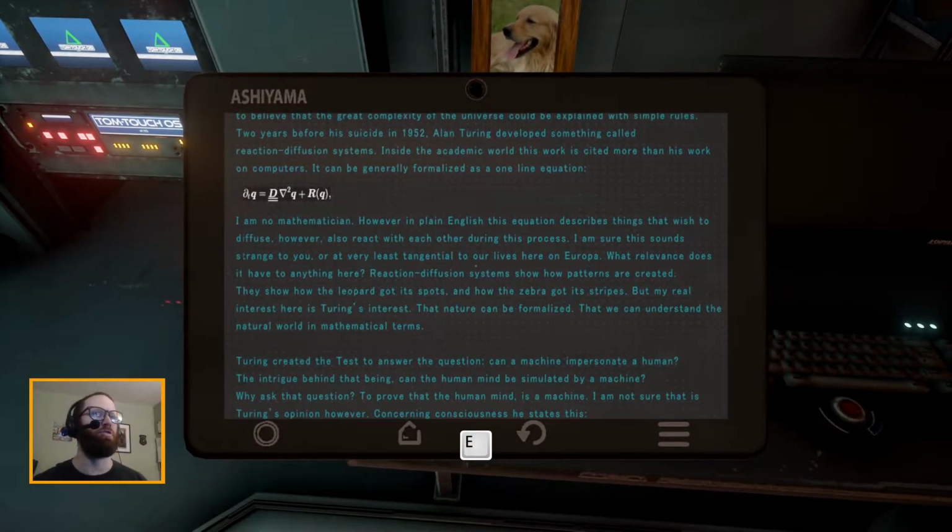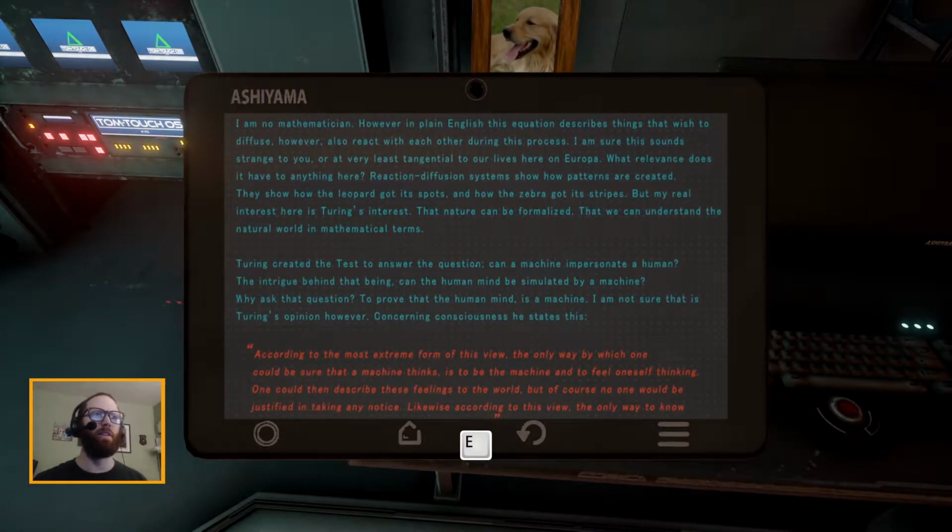I am sure this sounds strange to you, or at least very tangential to our lives here in Europa. What relevance does it have to anything here? Reaction diffusion systems show how patterns are created. They show how the leopard got its spots and how the zebra got its stripes. But my real interest here is Turing's interest that nature can be formalized. That we can understand the natural world in mathematical terms.